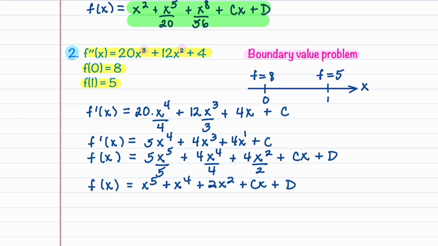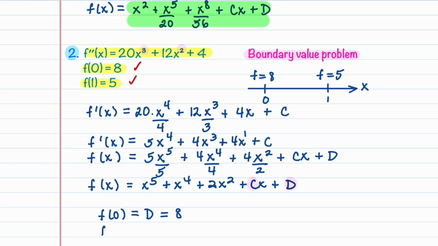Notice that in this answer, we have two constants, c and d. We can eliminate those two constants using our two boundary conditions. F of 0 is equal to 8 and f of 1 is equal to 5. The first thing that we're going to do is to let x be equal to 0. So we have f of 0. That is just equal to d, so that's really nice. And that's going to be equal to 8 because we were given that f of 0 is 8.